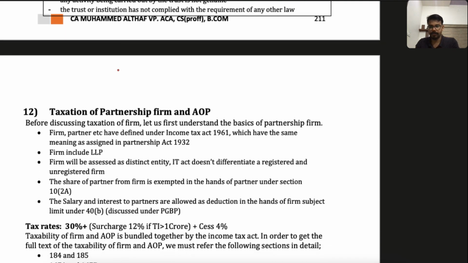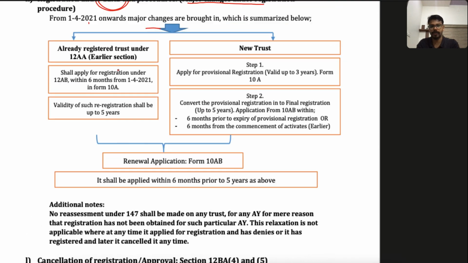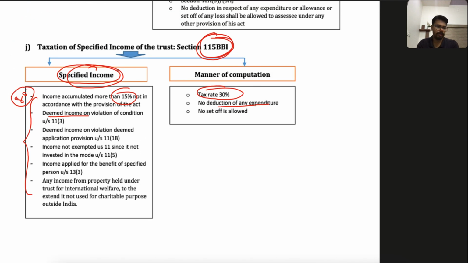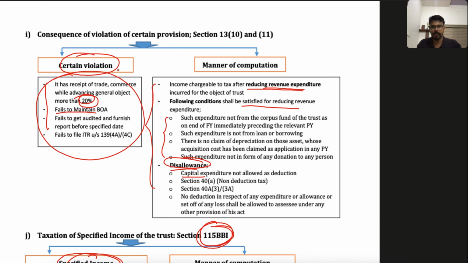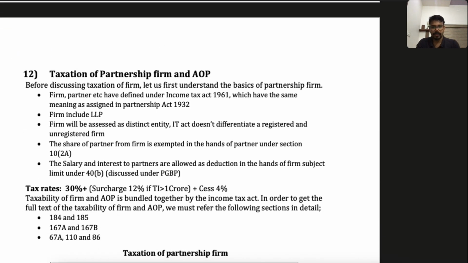Okay, so that's a charitable trust. Charitable trust, the procedure they have totally changed, and I've given a summary here. And then this 115BBI that you have to go through, and also sections 10(13), 10 and 11, that also you have to go through. Okay, then let's see what other amendments they have brought in.